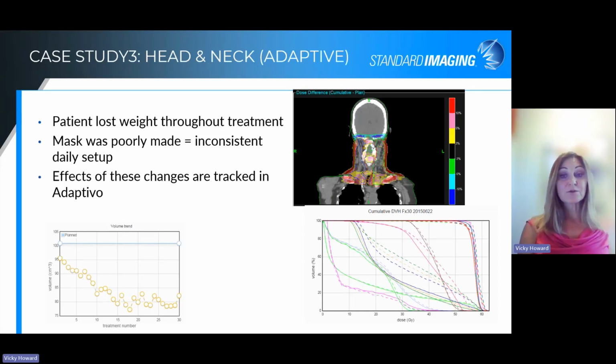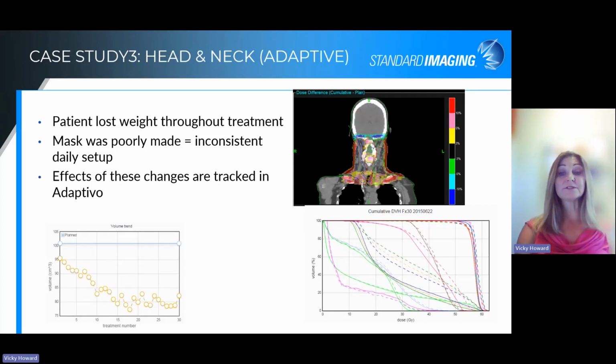This next case I'm going to show is again evaluated using the adaptive module, although this is the 3D module. The 3D module is very good for head and neck cases. As is common, the patient lost weight during treatment and the mask was fitting very poorly. So daily setup started to become inconsistent. The effects of these changes are tracked in Adaptivo.